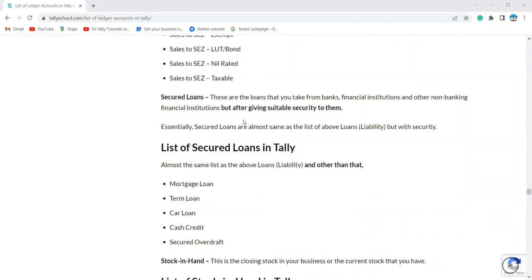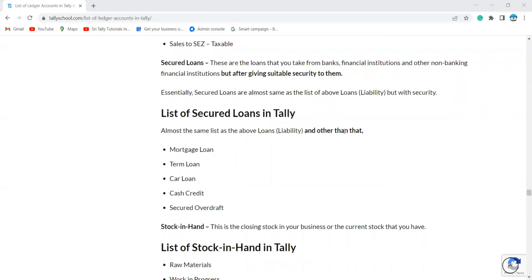Next, secured loans. These are the loans that you take from banks, financial institutions, and other non-banking financial institutions, but after giving suitable security to them. Secured loan means like mortgage loans. We are pledging documents in a bank, we are taking loans, no? That all comes under secured loans. Next, list of secured loans: mortgage loans, term loan, car loan, cash deposit, secured overdraft. This all comes under loans and liabilities, secured loans.